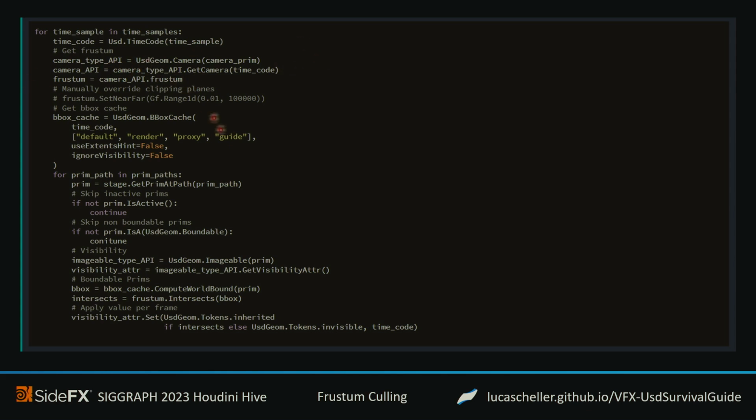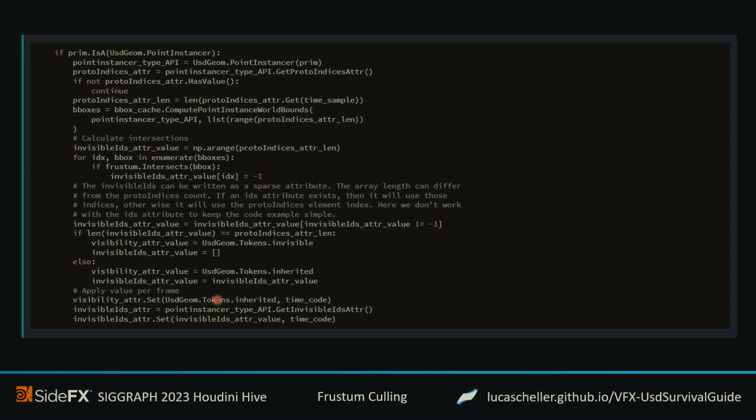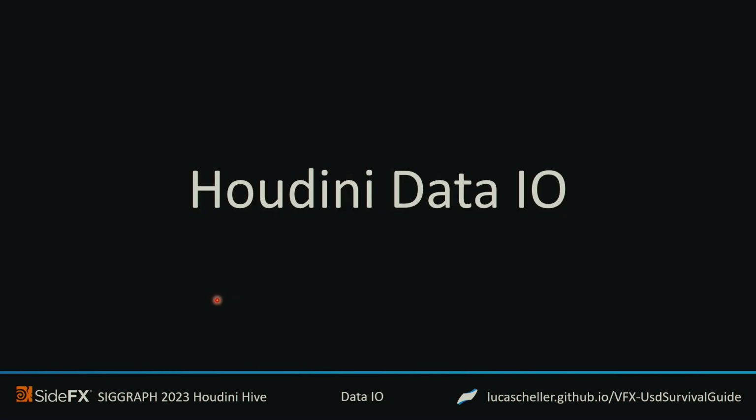We just get the camera, get the frustum, get the bounding box cache, do this whole thing per frame, and then there's literally just a function called intersect, and then you apply the visibility. It's really that straightforward. Again, this whole code is included in the repo and website. You could just download it and play around with it.